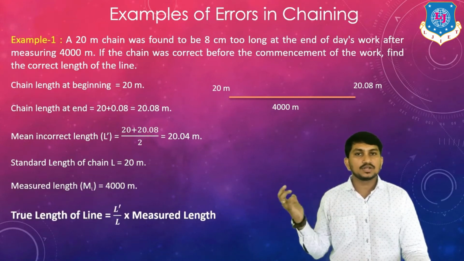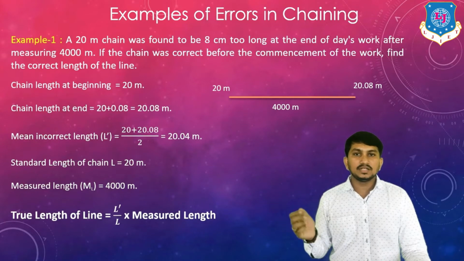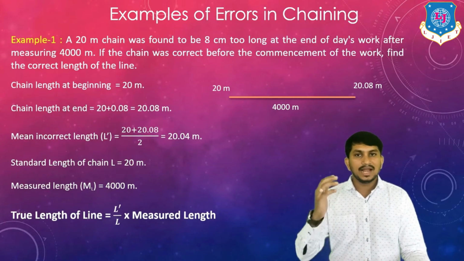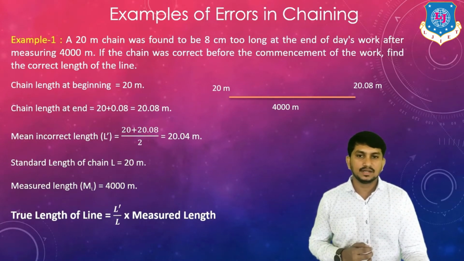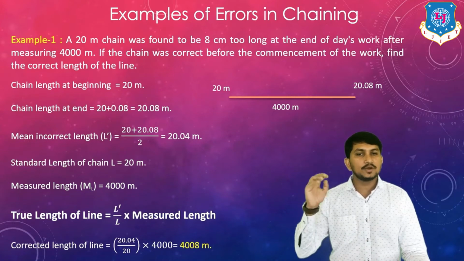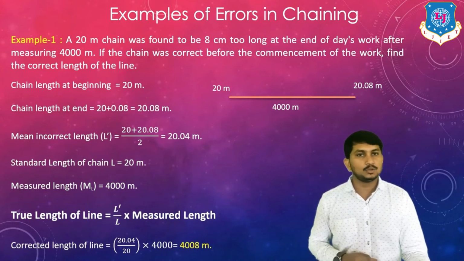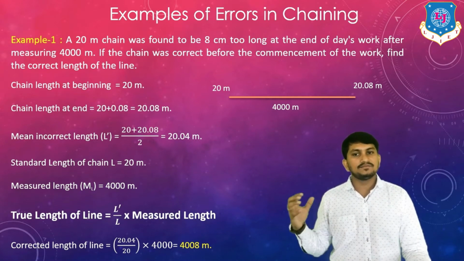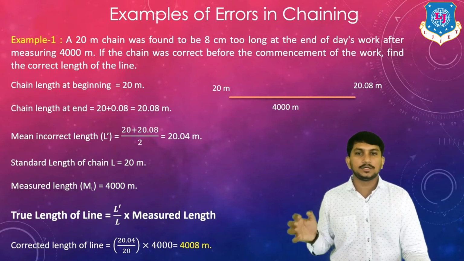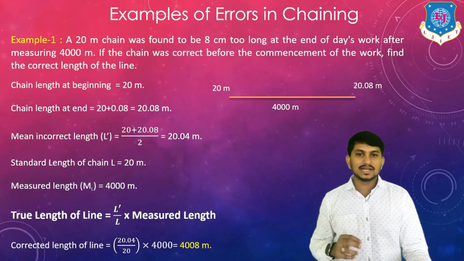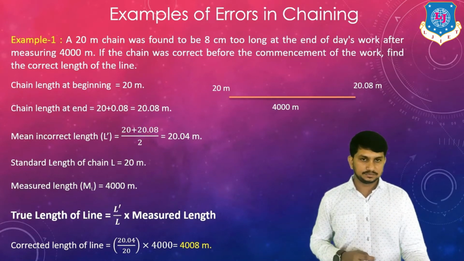So our equation for finding the true length of the line is TL equal to L dash by L into measured length. Here L dash is equal to 20.04, L is equal to 20, and measured length is equal to 4000 meter. So we can find the correct length, or true length, of the line, which is required in example: 4008 meter.